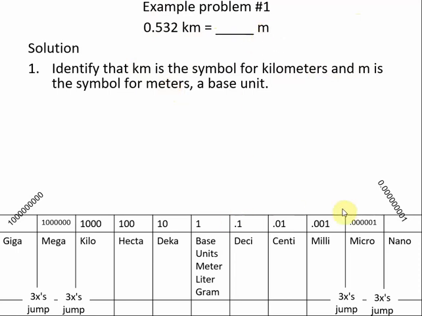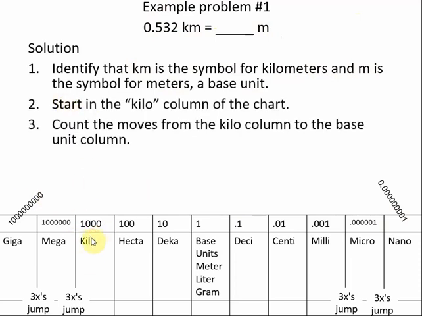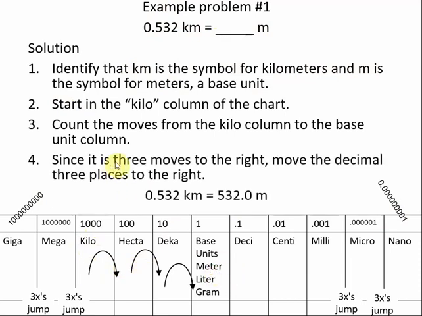It's a base unit. Using a chart like this one, we can start in the kilo column, and we're going to count how many spaces we moved to get to the base unit, the meter column. You can see we've gone 1, 2, 3. Since we've moved 3 places to the right on that column, we move the decimal 3 places to the right, which gives us 532 meters. And then we added in a 0 as a placeholder. That's the same as this 0 here, which is also a placeholder in a different spot.